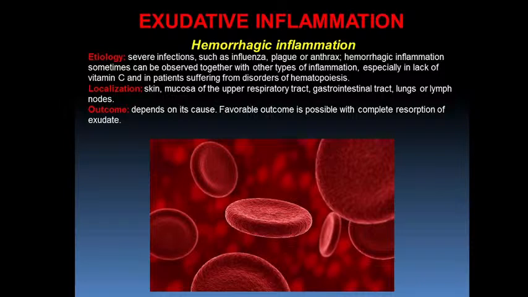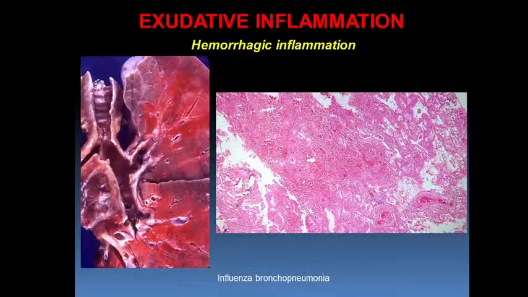Outcome depends on its cause, but a favorable outcome is possible very rarely, because in the majority of cases we will see an unfavorable outcome, even death of the patient. Influenza bronchopneumonia, as I told before, shows multiple red dots in the bronchi, red areas of inflammation with erythrocytes in the tissue of the lung, and microscopically the predominant cell type is erythrocyte.